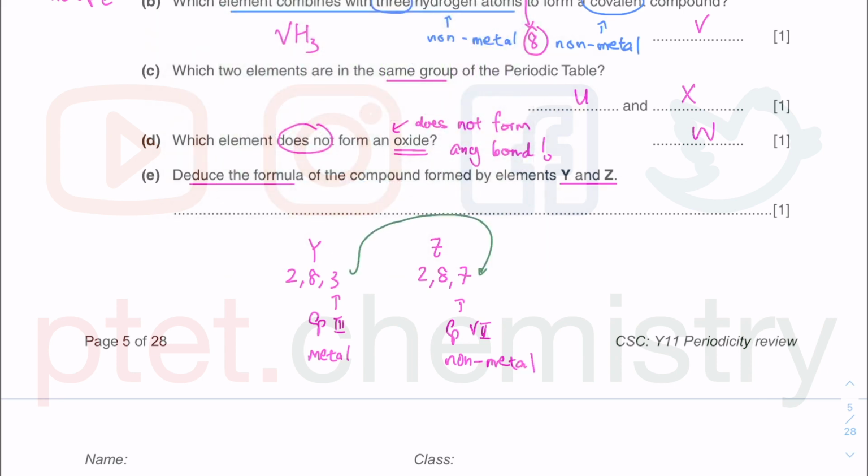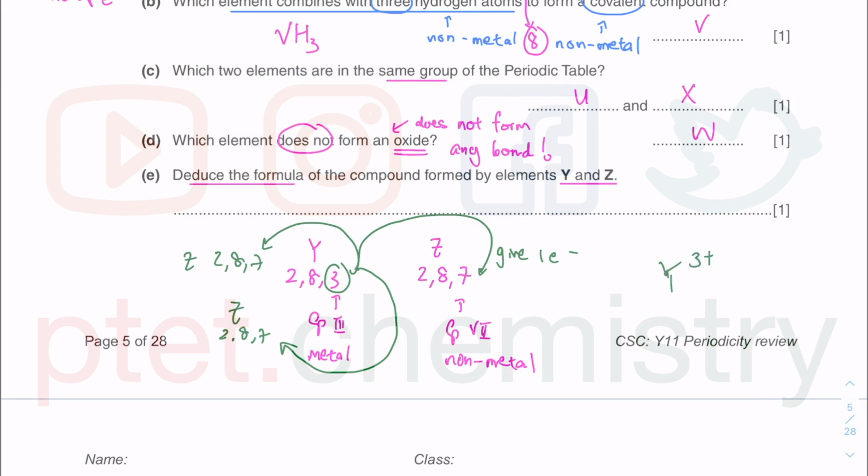So if I give 1 electron there, but I need to give away 3 electrons, so I need another 2,8,7. I give another electron there. And I have another 2,8,7. I give another electron there. So altogether I give 3 electrons away, 1 to each Z. So altogether I will have Y3+, because I lost 3 electrons. When I lose 3 electrons, I get Y3+, and then I'll get Z minus, but I need 3 of it. So altogether, my formula is going to be YZ3, which is ionic, 1 of Y and 3 of the Z minus.